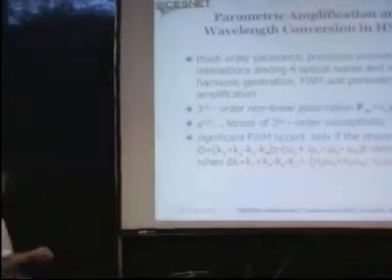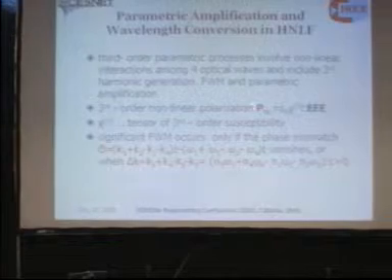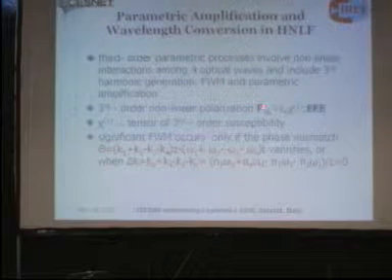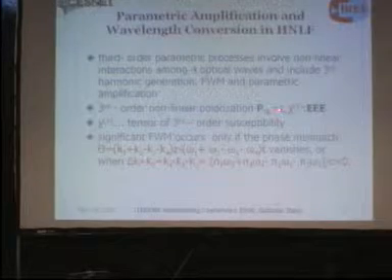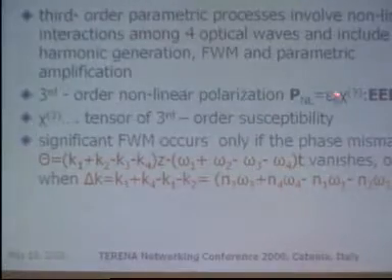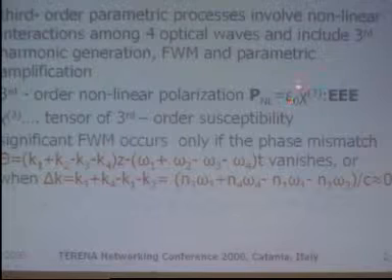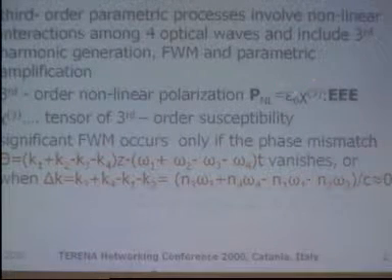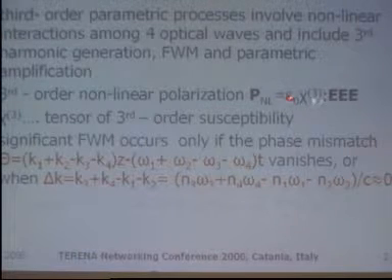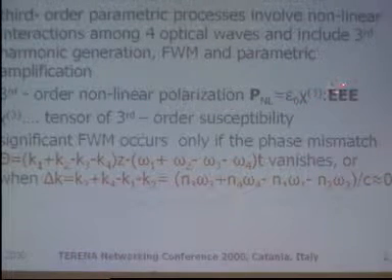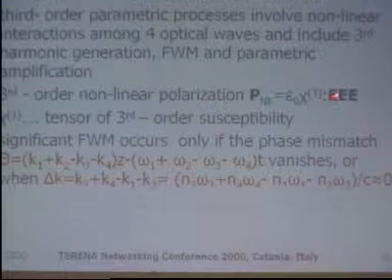So this is a polarization vector, and this is a nonlinear part of the polarization. Epsilon 0 is the dielectric constant of the free space, and chi (3) is the tensor of third-order susceptibility, and this capital E is the intensity of electric field.